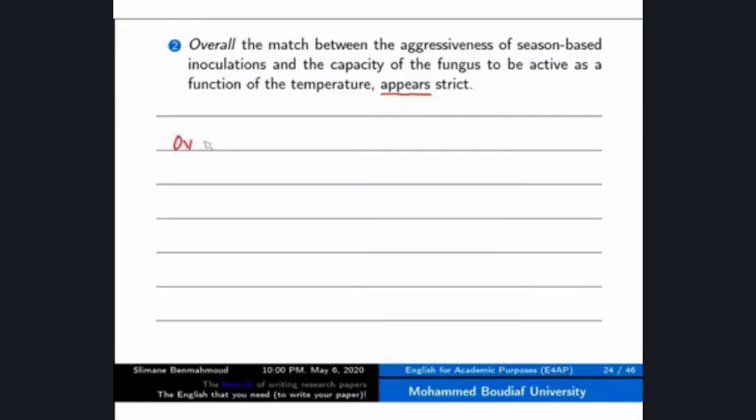To avoid this, we will try to rewrite this sentence as follows. We will say, overall, there seems to be a close match between the aggressiveness of season-based, and we continue our sentence.